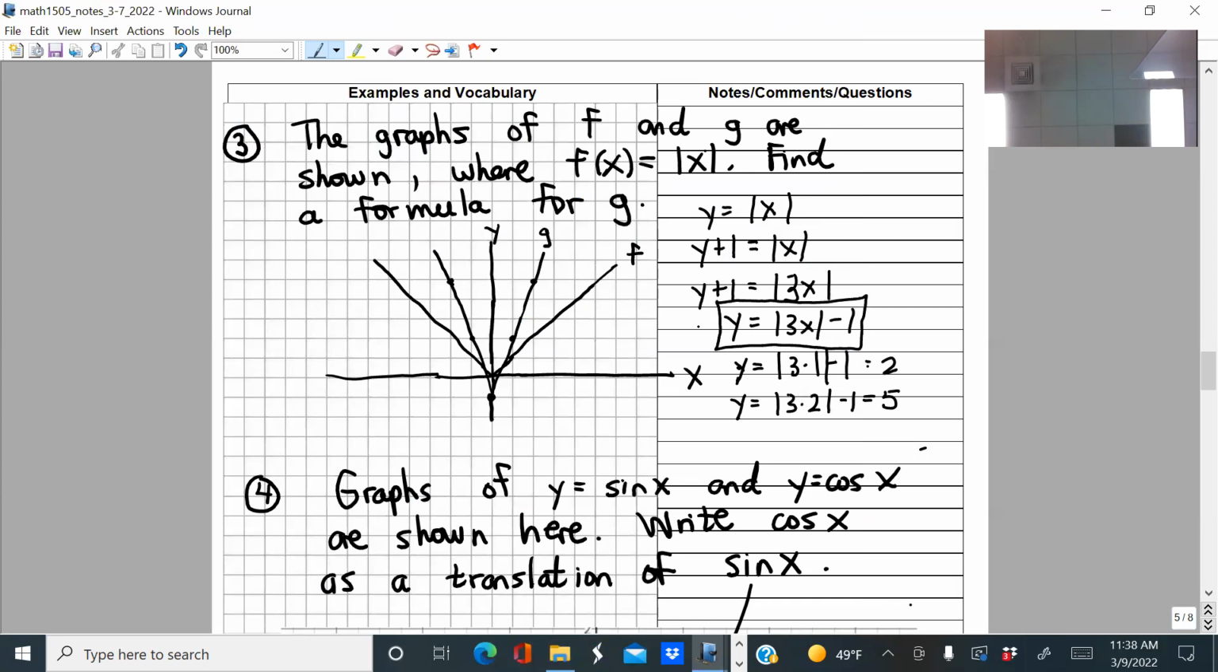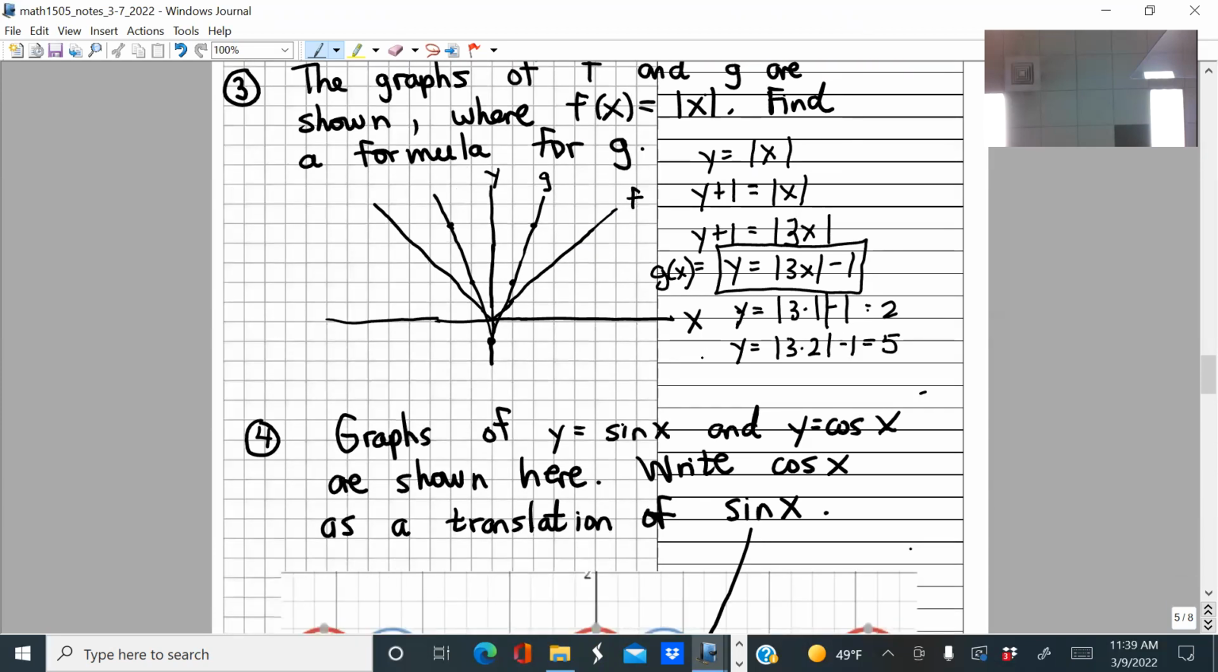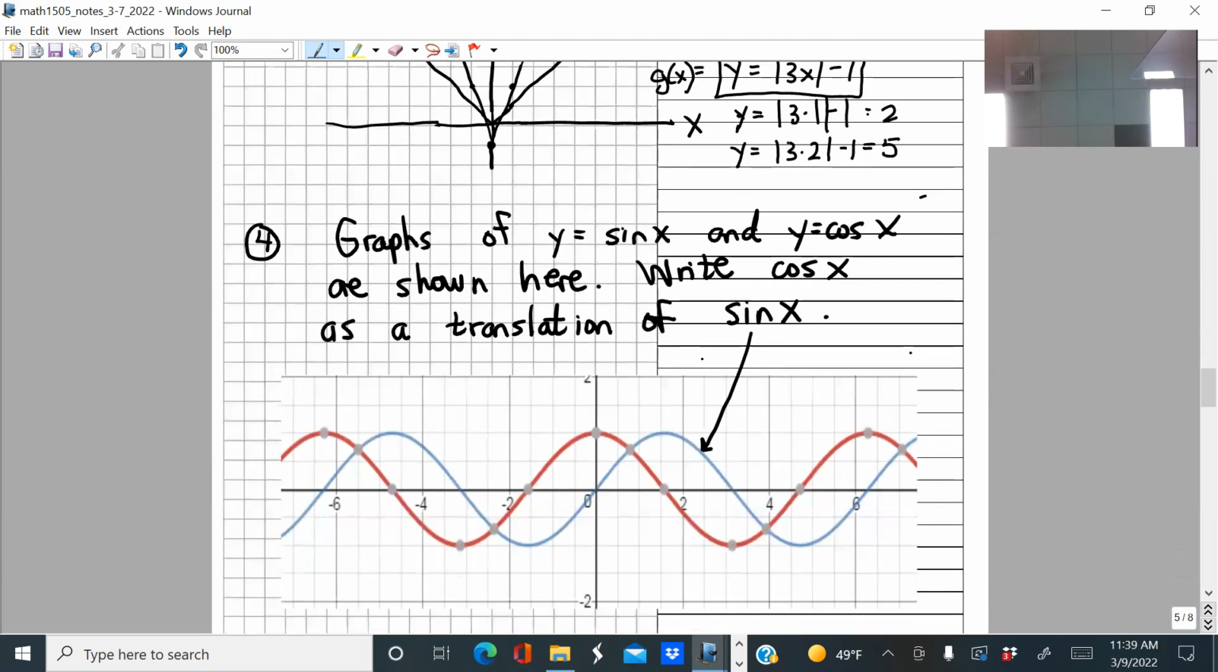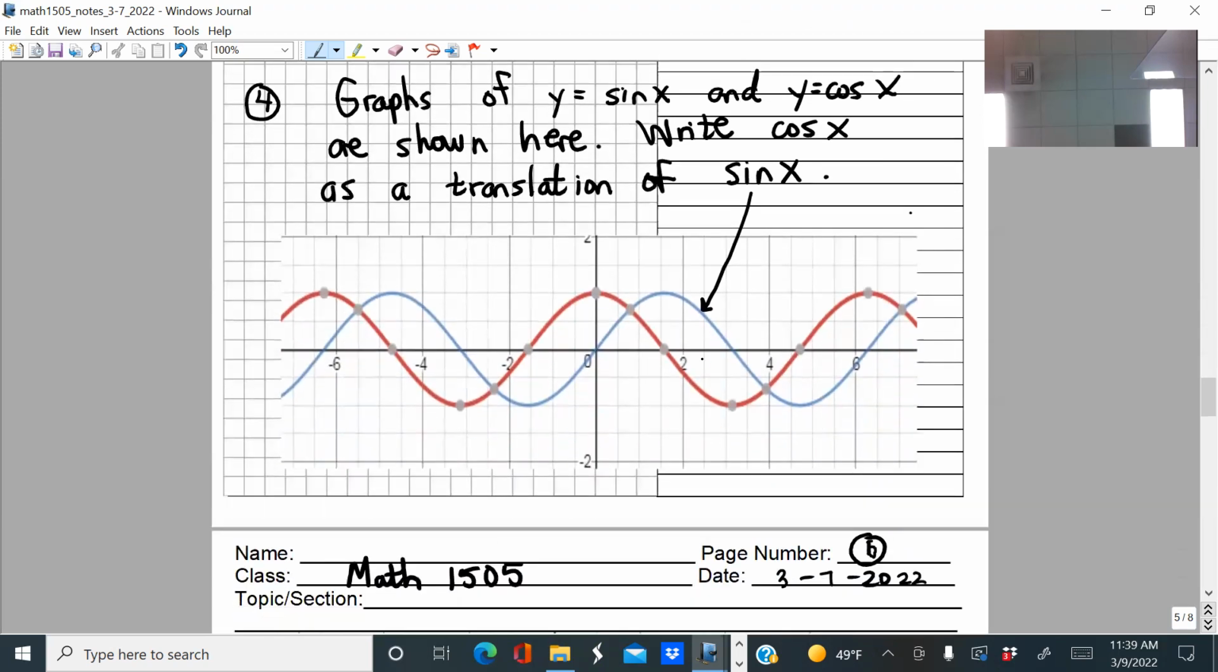Absolute value of 3 times x minus 1. You can write that as g of x. Okay, so those are kind of fun examples just to learn about transformations, but in practice, they're probably not all that useful. But what is going to be useful is applying transformations to these trigonometric functions, okay?